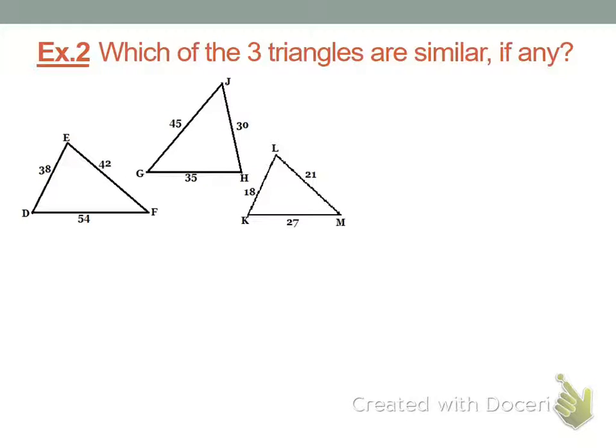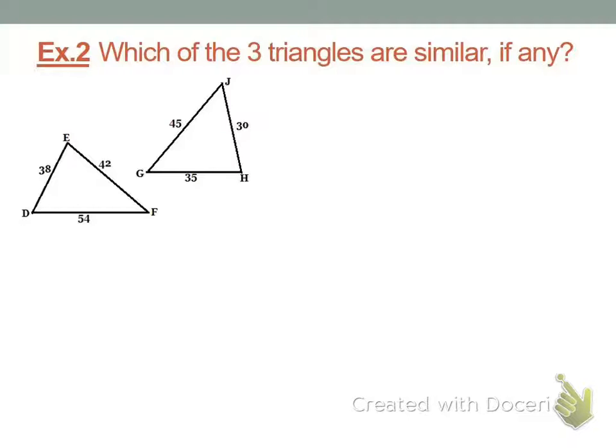Which of the 3 triangles are similar, if any? So there is a little bit of work to show here. You got to pick 2 triangles to start with. So I lean towards just starting with the left 2 triangles. Same process. Compare small to small, middle to middle, big to big. But anytime we end up with ratios that are not equal, we can stop, because one that doesn't work means the whole thing doesn't work.